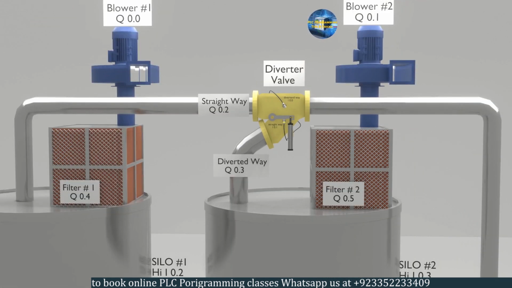valve. Next, on the top of each filter we have fan blowers. These blowers are used to trap dust particles inside the filters. These fans can be turned on or off by PLC outputs Q0.0 and Q0.1.